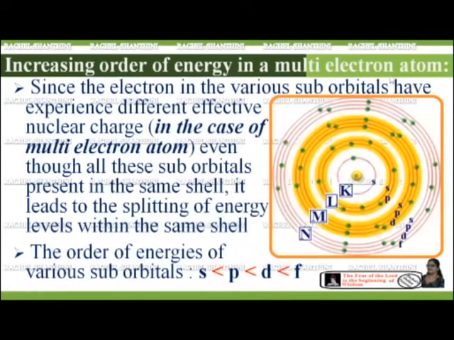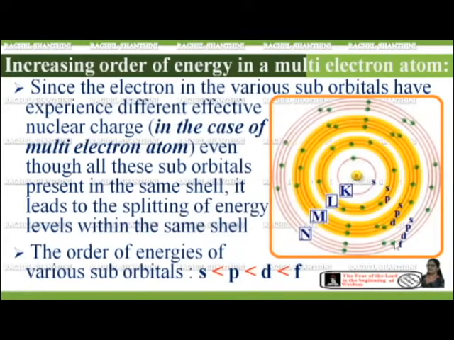Increasing order of energy in a multi-electron atom. Since the electrons in various suborbitals experience different effective nuclear charge in the case of a multi-electron system, even though all these suborbitals are present in the same shell, it leads to the splitting of energy within the same shell. The energy of various suborbitals will be in the following order. That is, the energy of s suborbital is lesser than the energy of p suborbital, which is less than the energy of d suborbital, which is less than the energy of f suborbital.